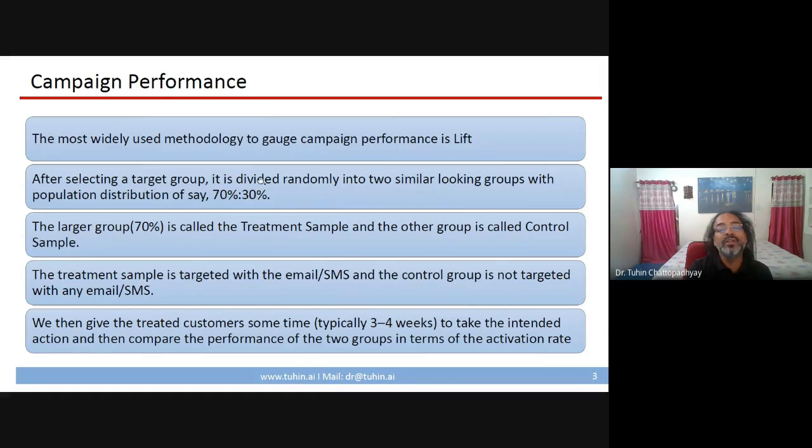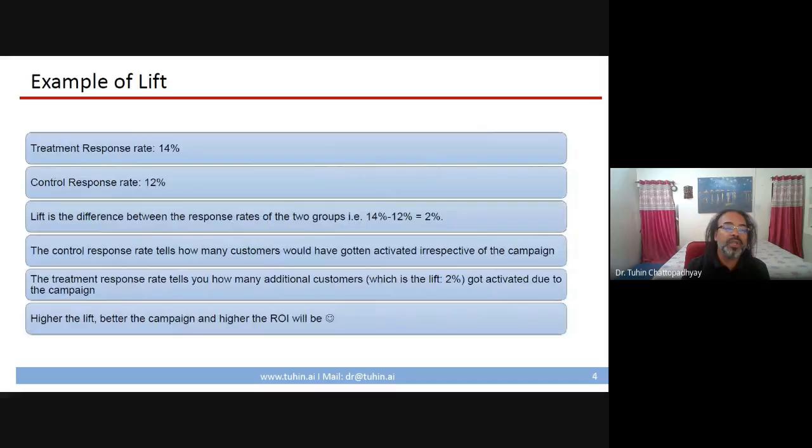Is the concept clear? Treatment sample, control sample. In treatment, I'm giving all the treatments like email, SMS, discounts, promotions, advertisements. Control group, nothing. And then we see within the treatment group whether the folks are purchasing or not. Why do we see it? I could have asked the question, but in the interest of time, I'm skipping it. Let me walk you to the slide.